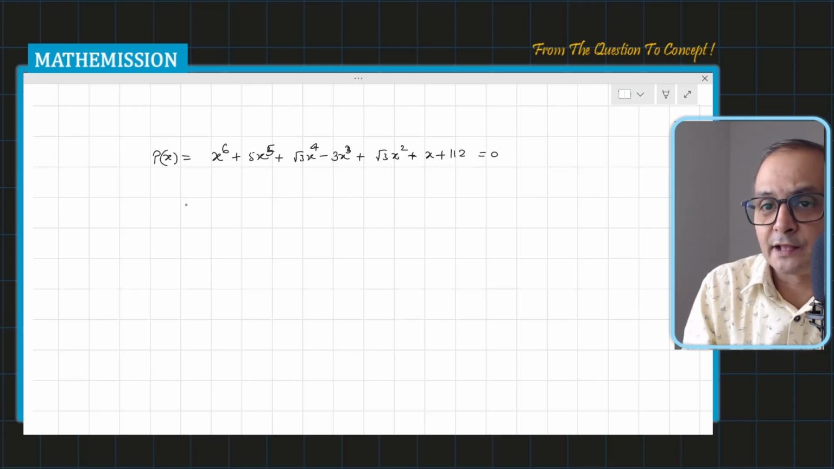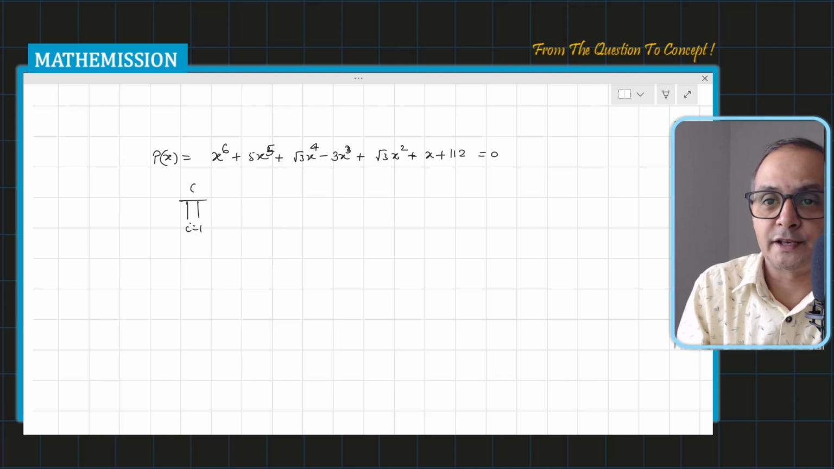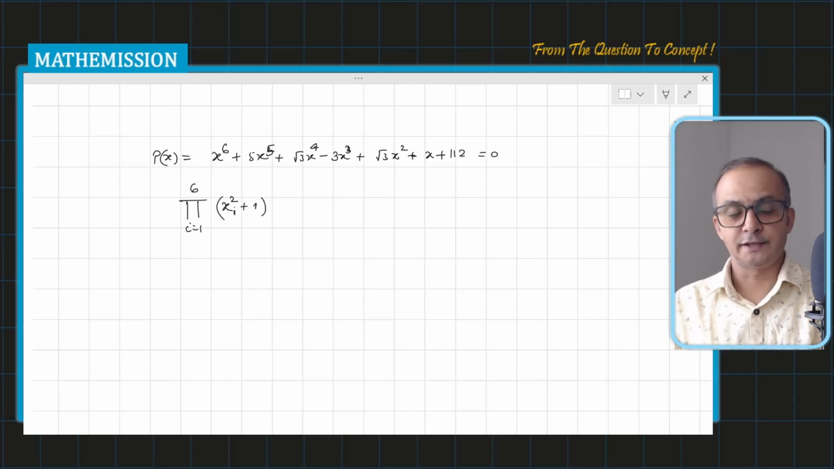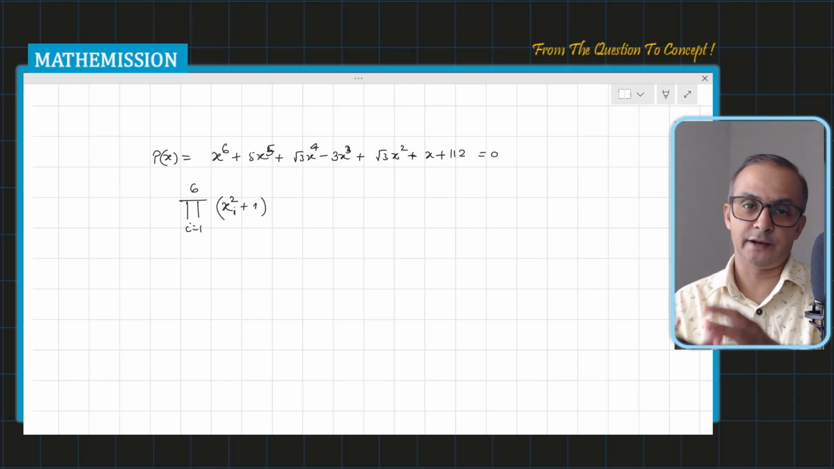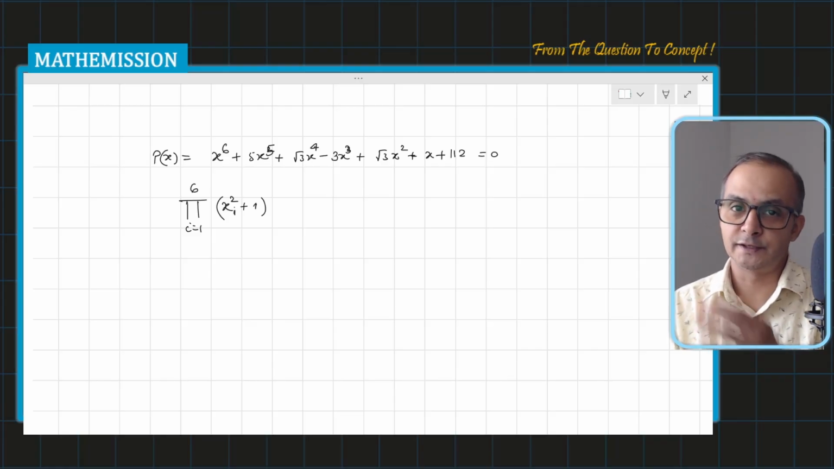And they're asking for the product of all these values, i running from 1 to 6, of xi squared plus 1. They're asking the product of all these roots, where x1, x2, x3, x4, x5, and x6 are the solutions of this polynomial. Now, how do we solve this one?